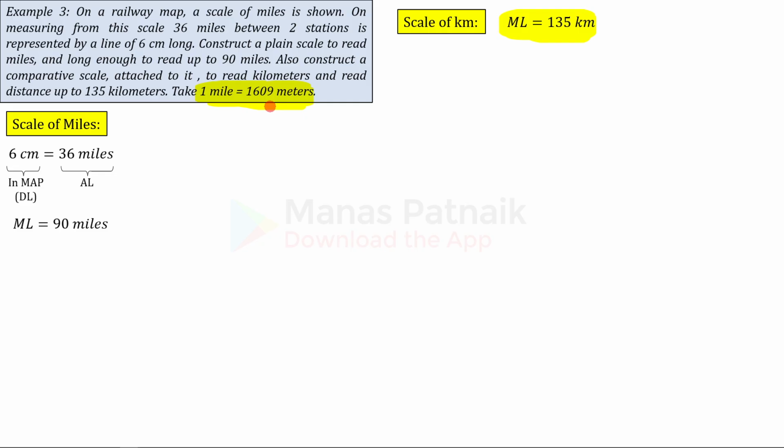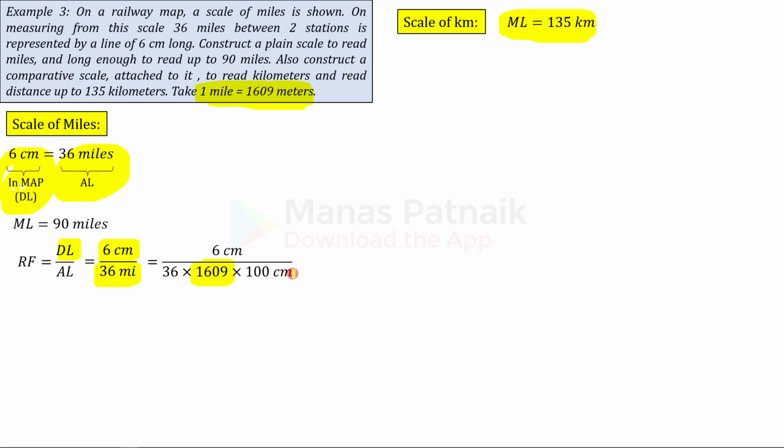Now again, the first element that we wish to calculate is the representative fraction, which is equal to drawing length divided by actual length. So let me plug in the value. Drawing length as 6 centimeter, actual length as 36 miles. 1 mile is equal to 1609 meters, and 1 meter is 100 centimeter. Centimeter and centimeter will cancel out. Just do the math. This is what you get. This qualifies your RF for both the scale of mile and the scale of kilometer.